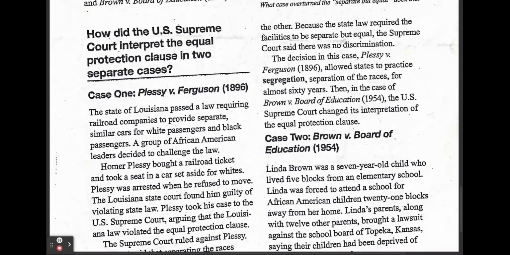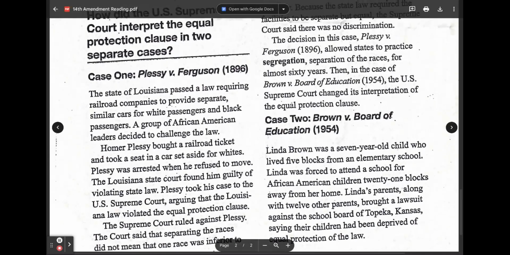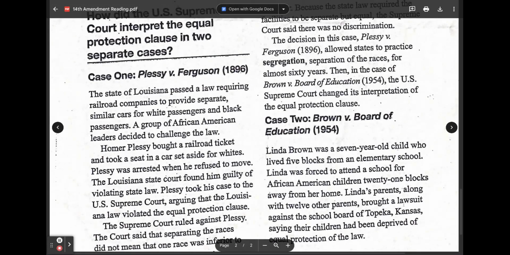Fourth paragraph. The decision in this case, Plessy v. Ferguson, allowed states to practice segregation, separation of the races, for almost 60 years. Then, in the case of Brown v. Board of Education, 1954, the U.S. Supreme Court changed its interpretation of the Equal Protection Clause.